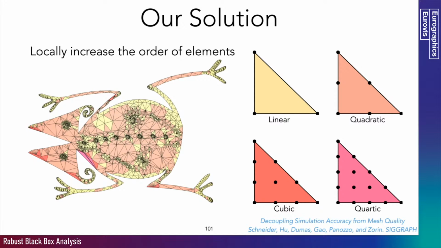And you can see from this picture here that the good elements, the ones that look like a regular triangle, are all yellow, remaining linear, and the bad ones, like next to the neck of this frog-like animal, start being quartic with really high degree, and in between there are some quadratic and cubic elements.